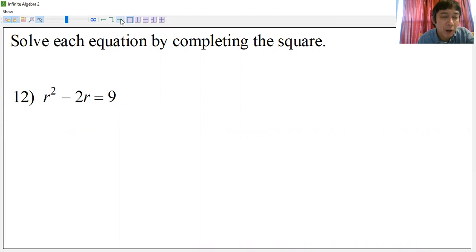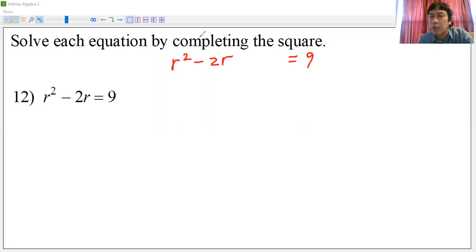Here's the 12. R squared minus 2r equals 9. It looks simple, but let's see if it's really simple. Solve by completing the square. Let us put a space there right away, because we're going to insert some numbers. So r squared minus 2r equals 9.